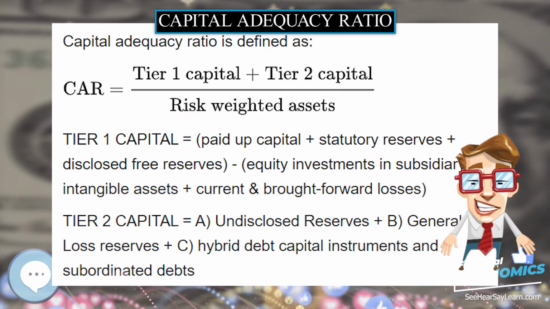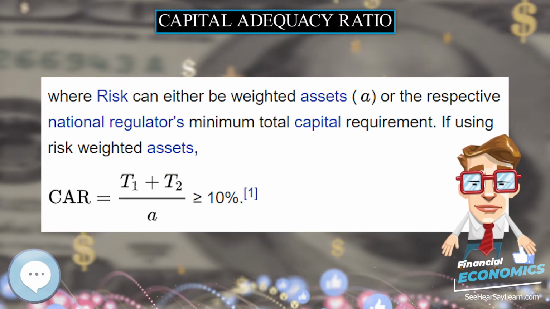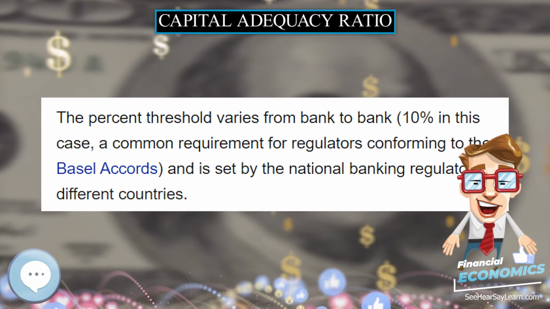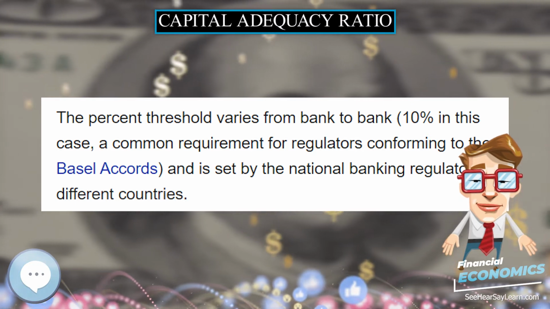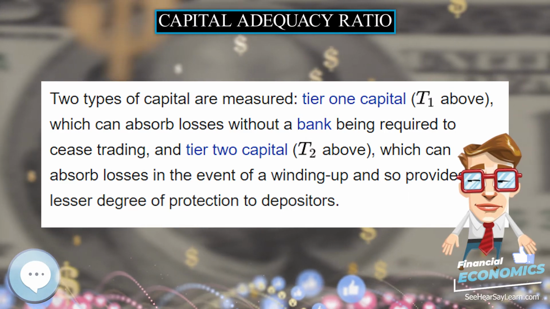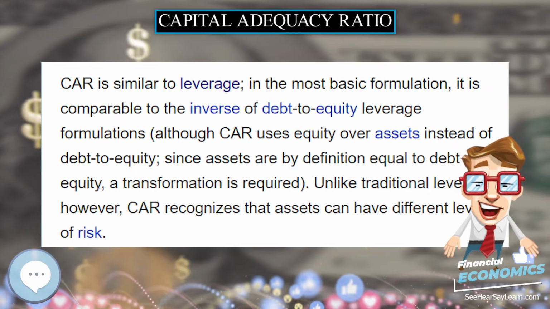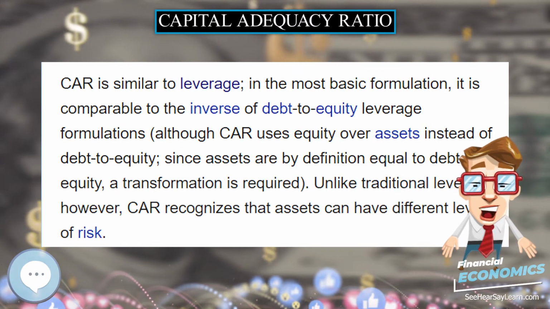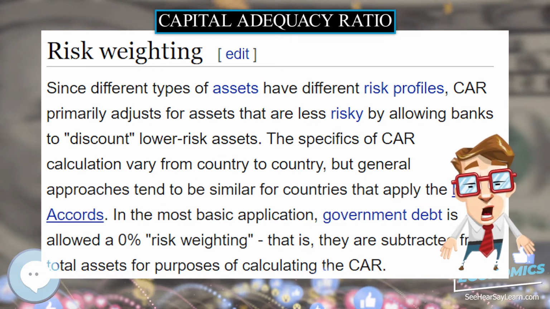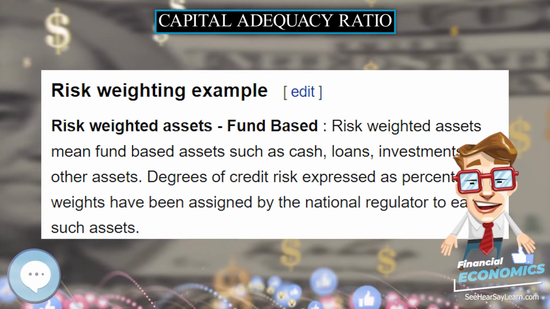The percent threshold varies from bank to bank, 10% in this case, a common requirement for regulators conforming to the Basel Accords, and is set by the national banking regulator of different countries. Two types of capital are measured: Tier 1 capital, T1, above, which can absorb losses without a bank being required to cease trading, and Tier 2 capital, T2, above, which can absorb losses in the event of a winding up and so provides a lesser degree of protection to depositors.